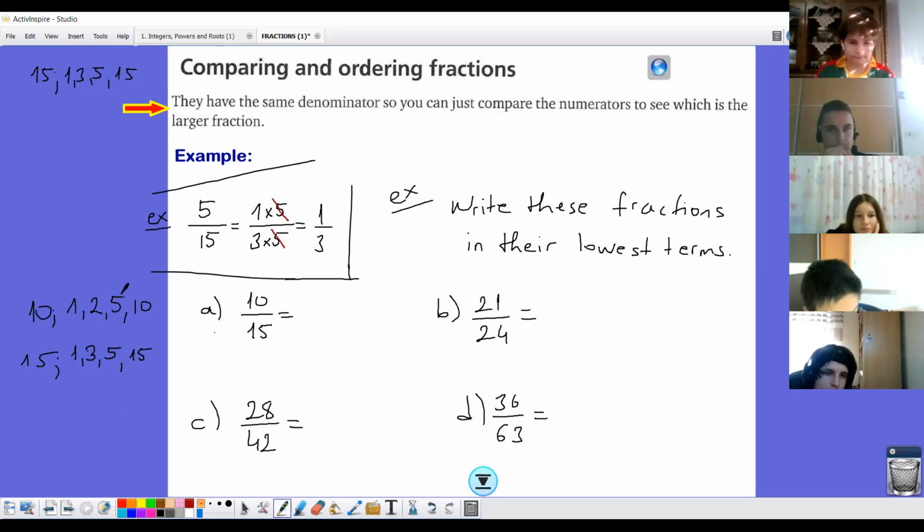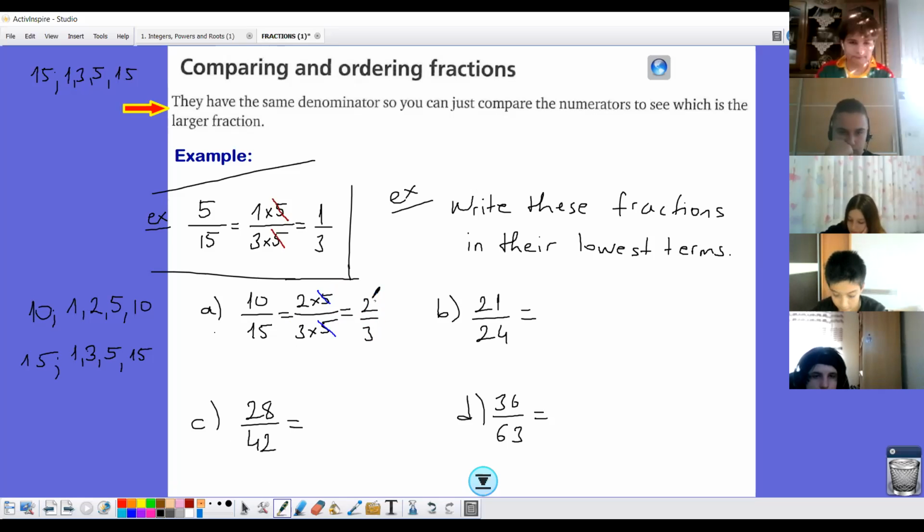Can you see? The 5 is common, teacher. So I need to use 5. So what I will do, 2 times 5 is 10. And 3 times 5 is 15. Now again, I have this common one, 5. I am simplifying the 5. And then the result is 2 over 3. And I cannot continue to simplify this one because there is no common factor in 2 and 3. Teacher, they are prime numbers.